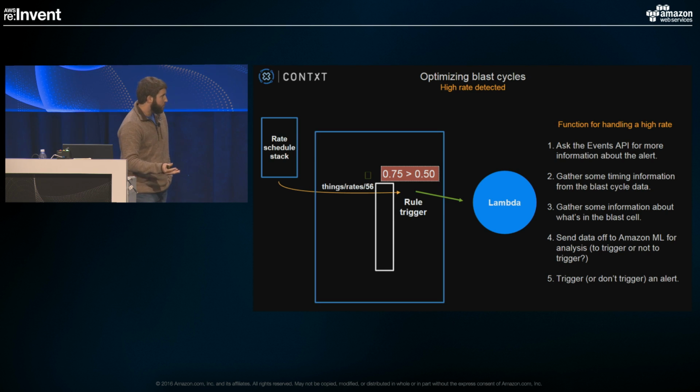So step number 2 is you need to actually look at a device shadow for the blast cycle data. So I'm looking at my last known value for my refrigeration blast cycle.